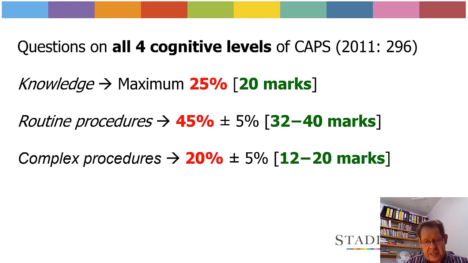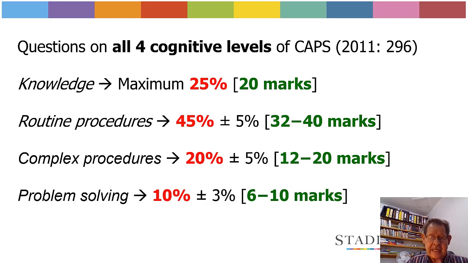Complex procedures should represent approximately 20%, but it could be between 15 and 25% of the test, 12 to 20 marks. And then finally, problem-solving questions should make up approximately 7 to 13% of the questions in the exam. That's about 6 to 10 marks.